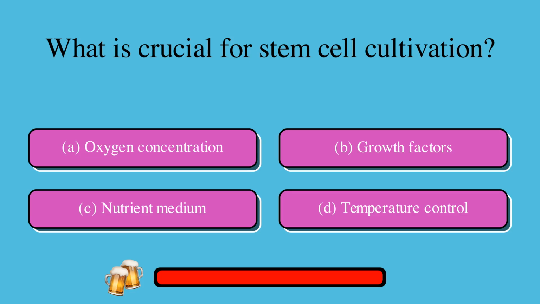What is crucial for stem cell cultivation? A. Oxygen concentration, or B. Growth factors, or C. Nutrient medium, or D. Temperature control? The correct answer is C. Nutrient medium.